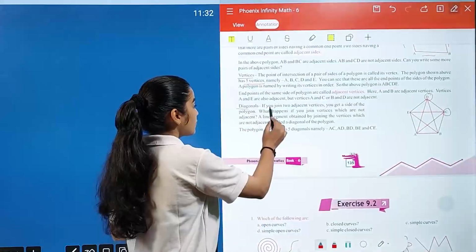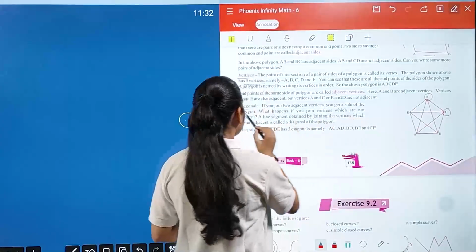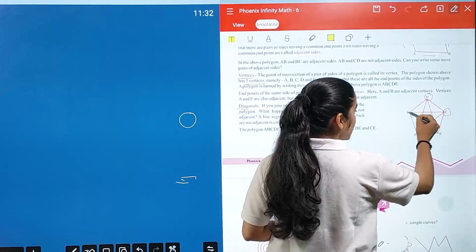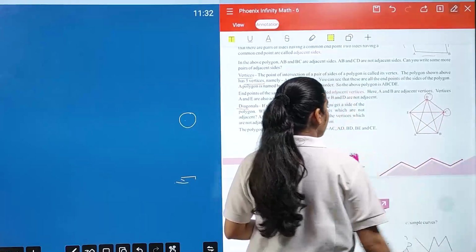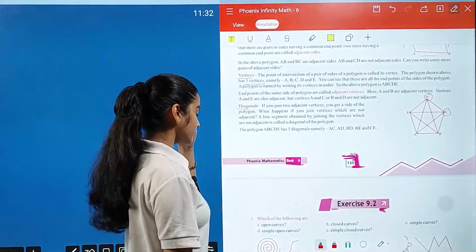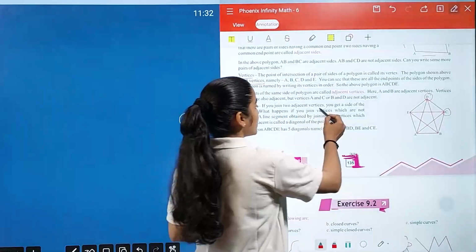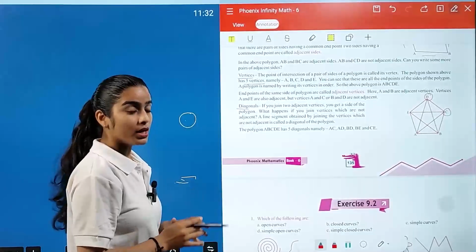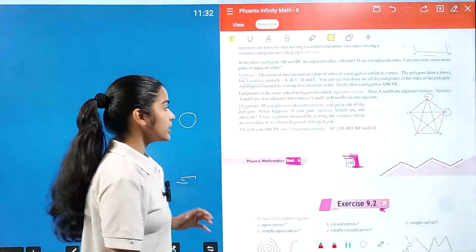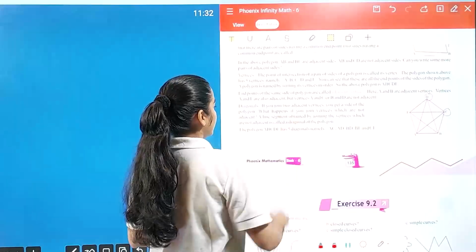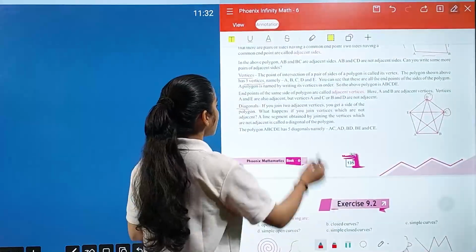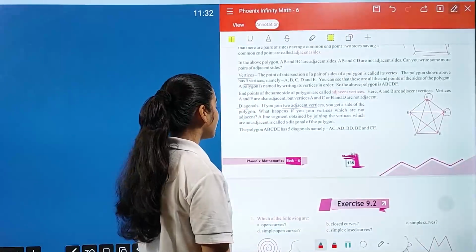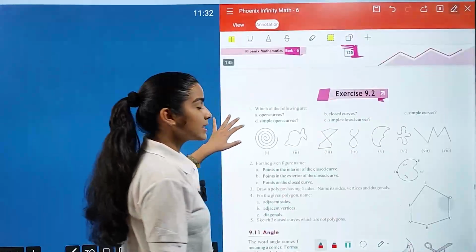Then we have diagonals. If you join two adjacent vertices, you get a side of the polygon. So then D and A is a diagonal, E and C is a diagonal, D and B is a diagonal. If you join two adjacent vertices, you get a side of a polygon. So here what you have to do is join two non-adjacent vertices, so you will get a diagonal of that polygon. Now we have our exercise 9.2.